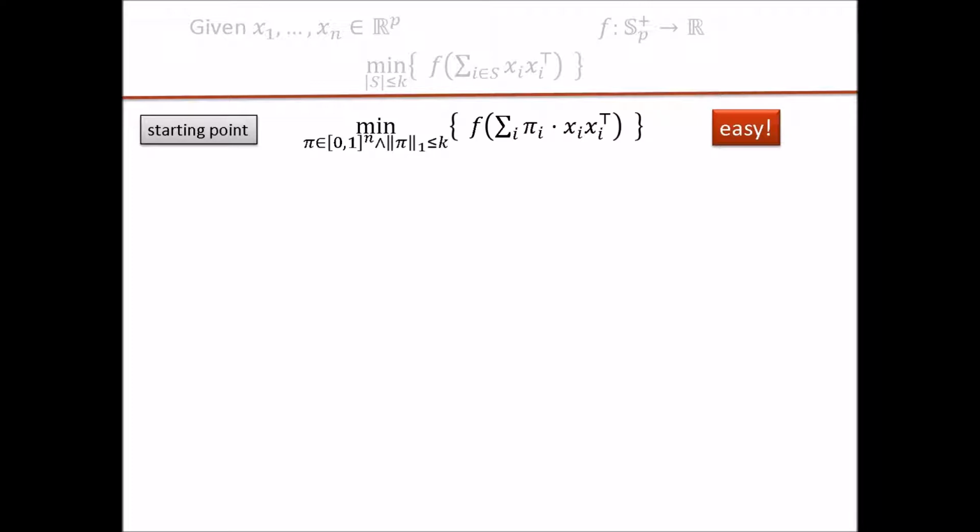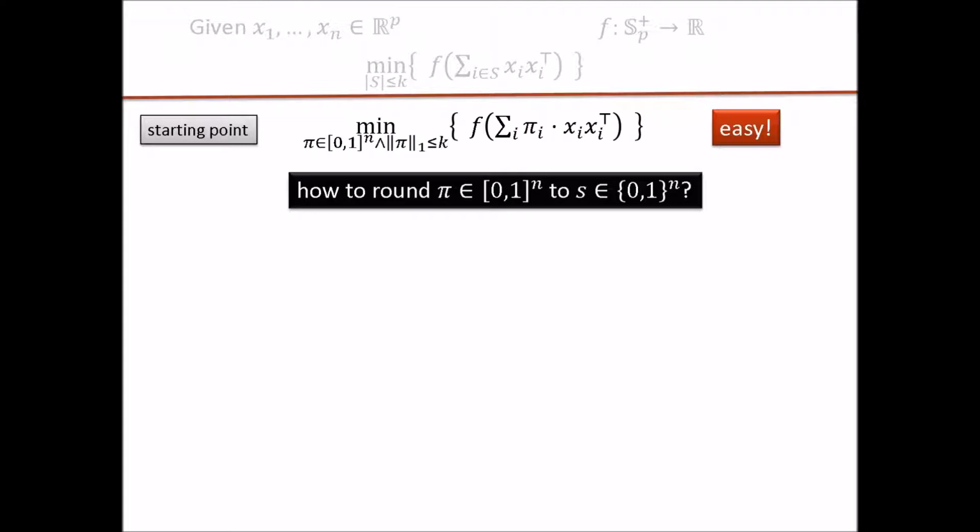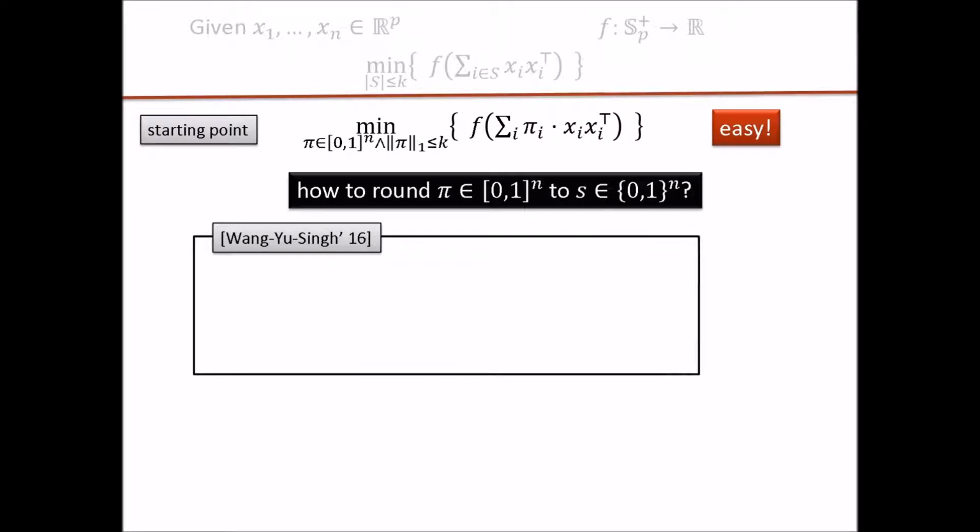But after this continuous relaxation, all it boils down to is rounding. That is, we want to round this fractional solution, with total L1 sum k, to an integral vector, so that each coordinate is between 0 and 1, and the total cardinality is at most k. So all we're left to do is rounding. This is what I'm going to focus on for the rest of the talk. So let's first see what they do in the prior work.